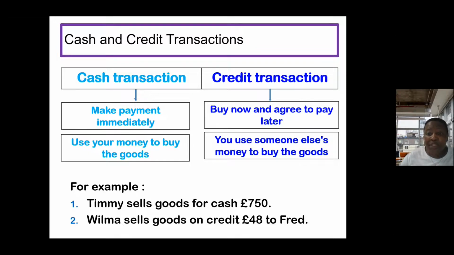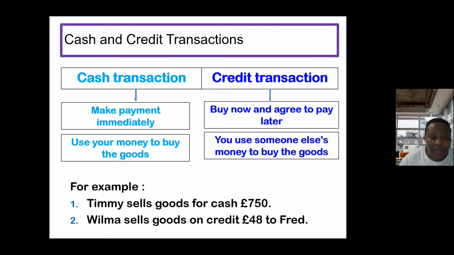Credit transactions, on the other hand, are transactions we engage in where payment is deferred to a later date. So kind of buy now, pay later. We buy now, but there's an agreement for us to pay later. Or we sell now, and there's an agreement for the buyer to pay us later. So we use someone's money to buy the goods in that sense, because we have possession of those goods or services, but we haven't really made payment for them. The payment has been deferred to a future date.